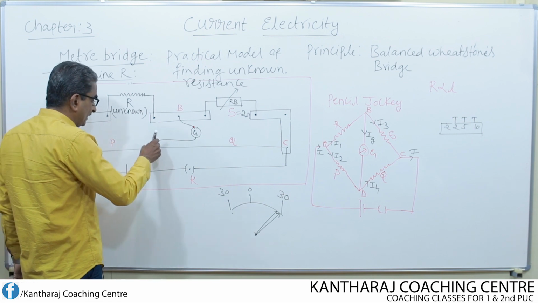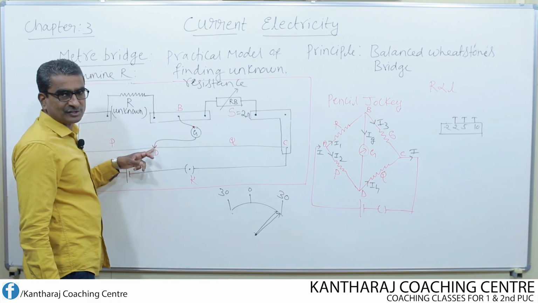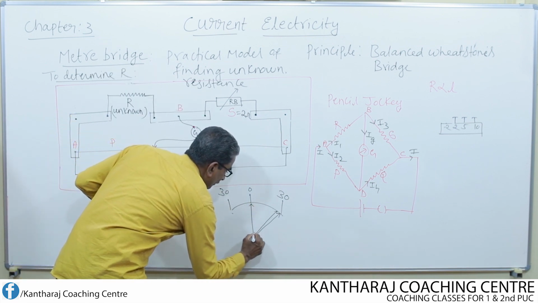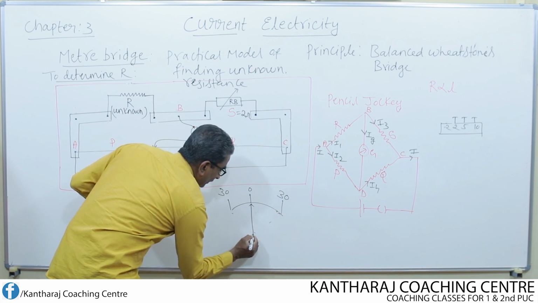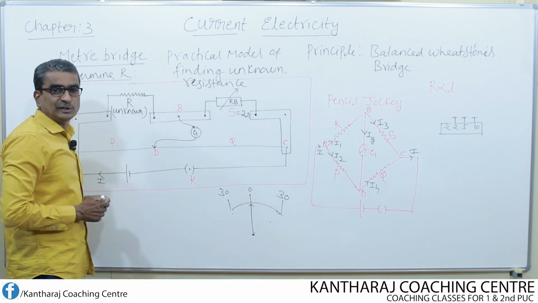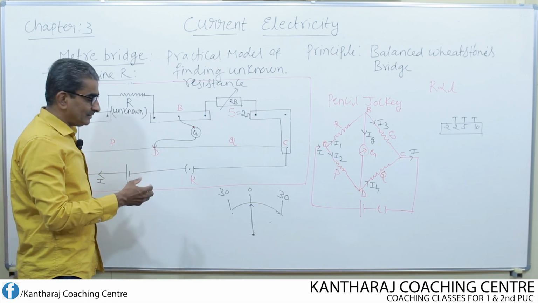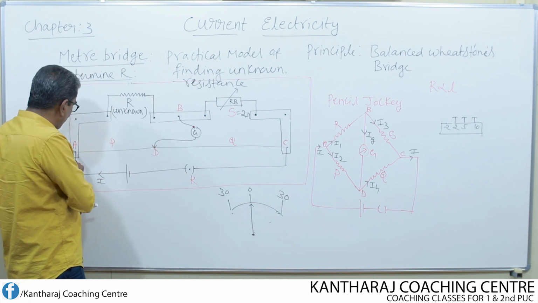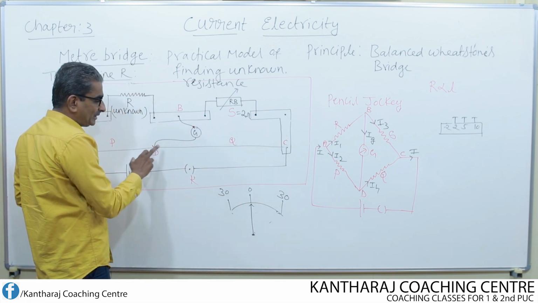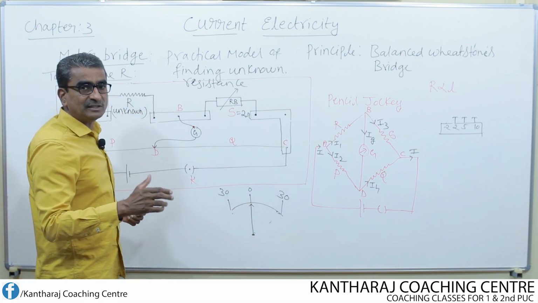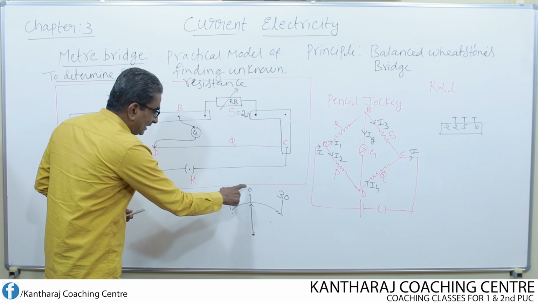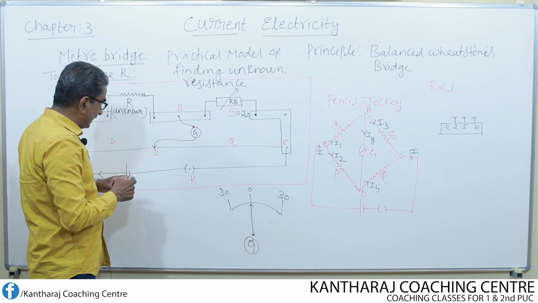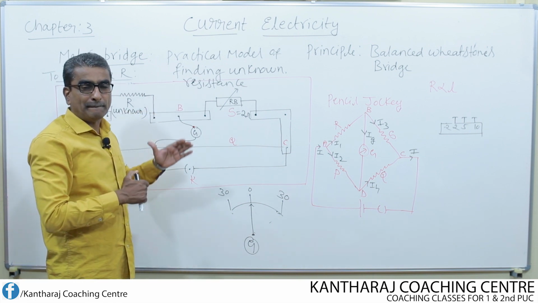If we move the jockey, then what happens? At one of the points, the pointer in the galvanometer shows 0 deflection. This happens when we move the jockey on the wire slowly from end A to end C. At one of the points, the galvanometer shows 0 deflection, meaning null deflection. Once you get null deflection in the galvanometer, then the entire meter bridge is said to be balanced.